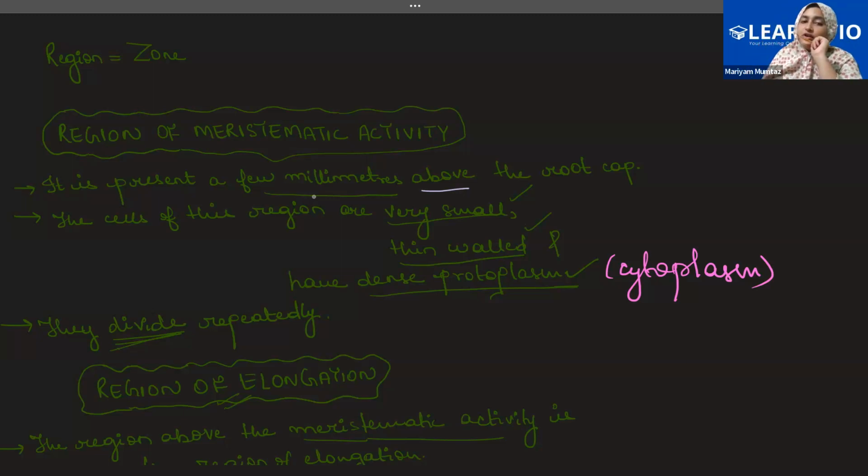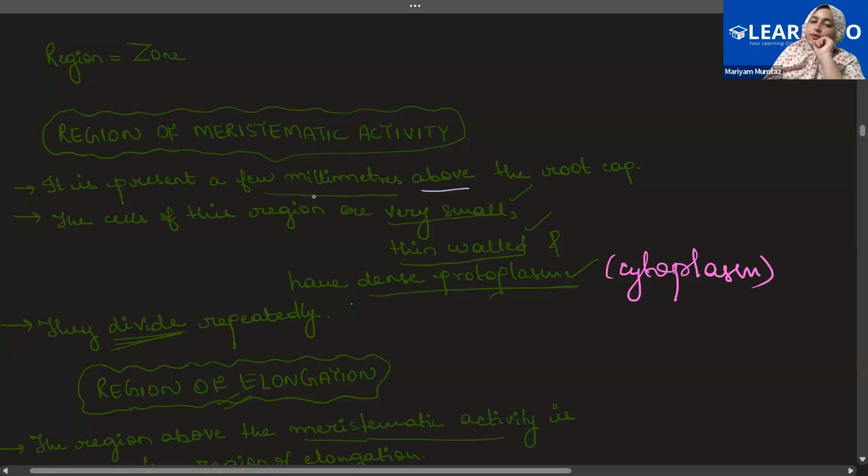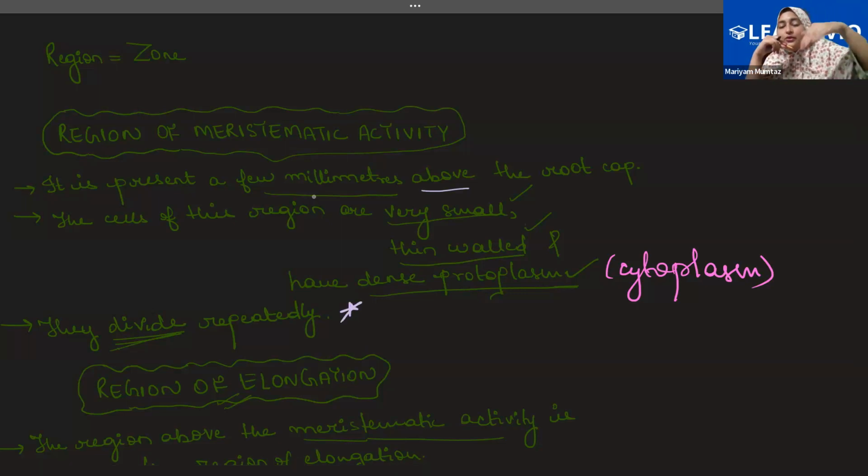So the cells of this region, meaning the meristem of this region or the meristematic cells, they are very small. They are thin-walled, and they have dense protoplasm, meaning their cytoplasm is very thick. So these are the attributes of the cells of the meristematic zone. Now, again, the most important property is that they divide repeatedly. They keep on dividing and dividing. That is why the roots keep on growing deeper and deeper.